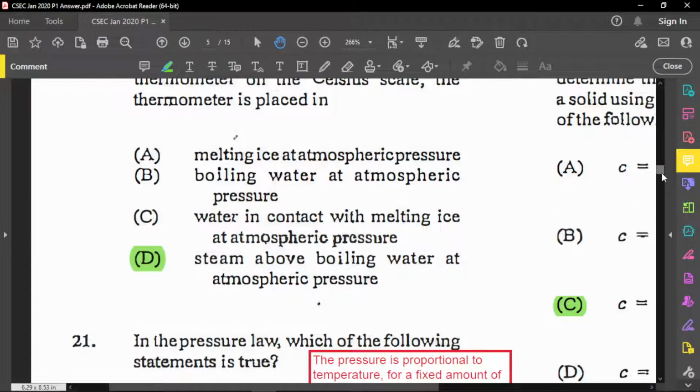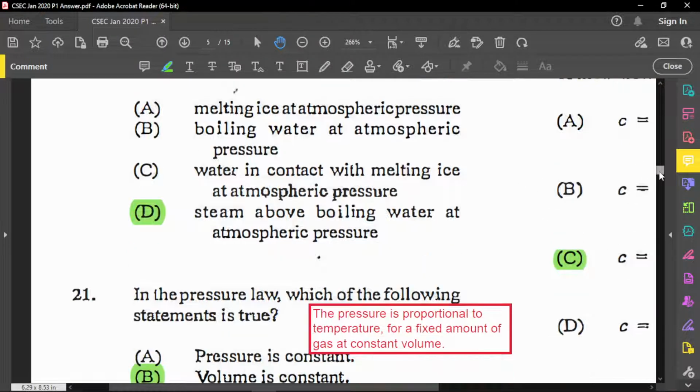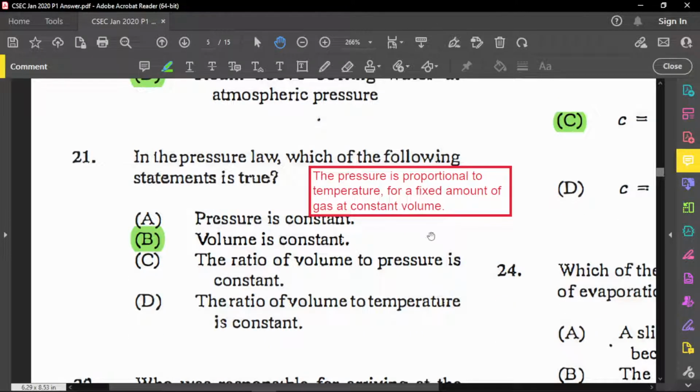Now, for question number 21, it reads: in the pressure law, which of the following statements is true? I'm sure this is a repeat question, very sure. Just to make a note right here, in the pressure law, the pressure is proportional to temperature for a fixed amount, which means a fixed mass, of a gas at constant volume. So volume is constant, and B is the correct answer right there. Again, I know this is a repeat question for sure.